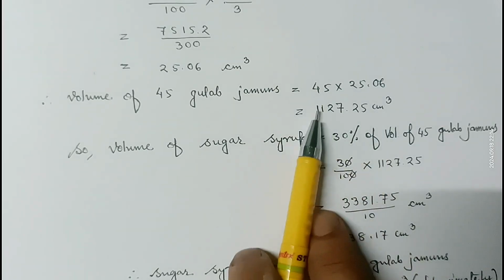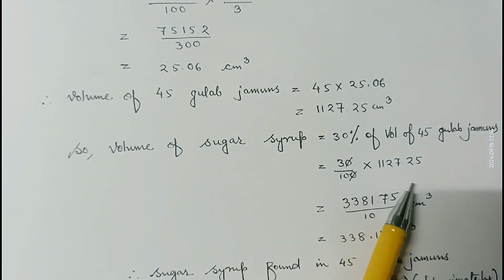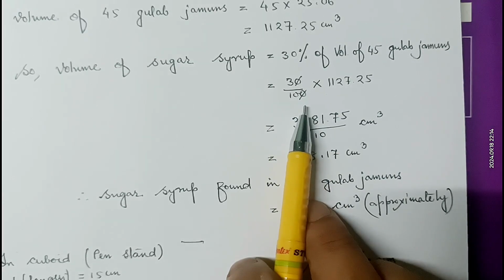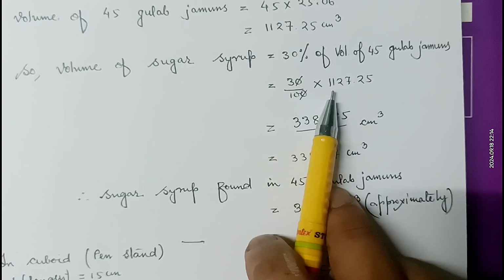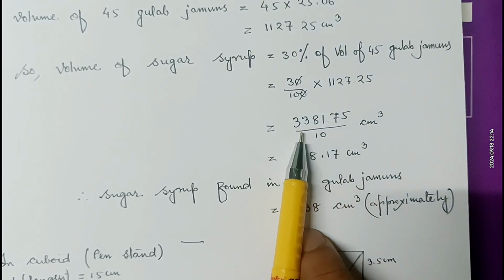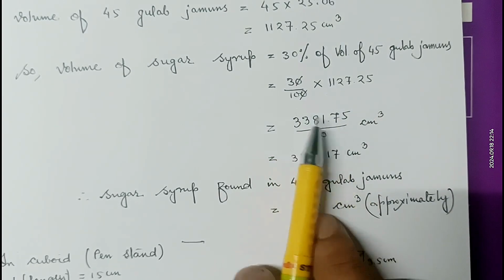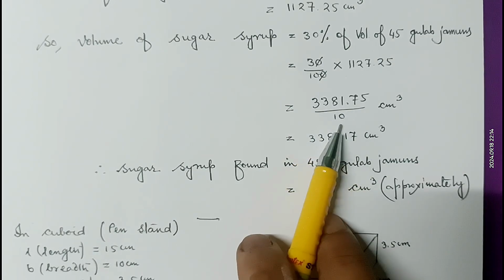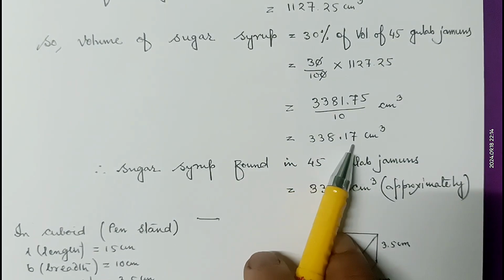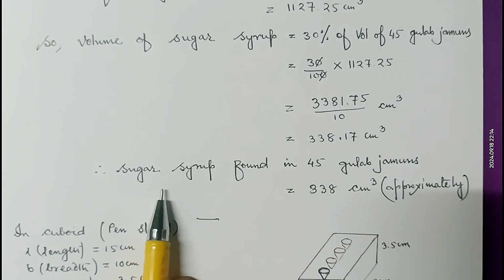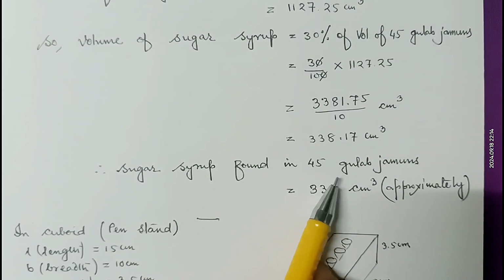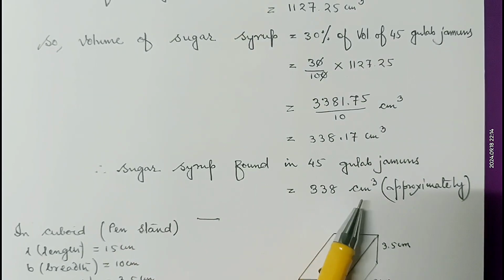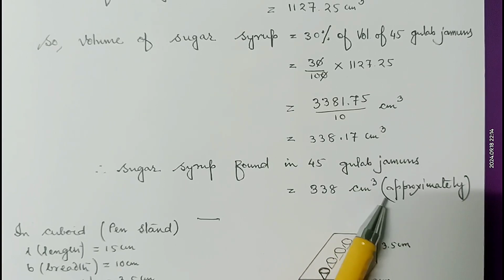We have already calculated 1127.25. 0 and 0 can be cancelled. If I multiply 3 and 1127.25, it will be 3381.75 divided by 10. If 3381.75 is divided by 10, it will give 338.17 centimeter cube. Therefore, sugar syrup found in 45 gulab jamuns will be 338 centimeter cube, which is the approximate answer.